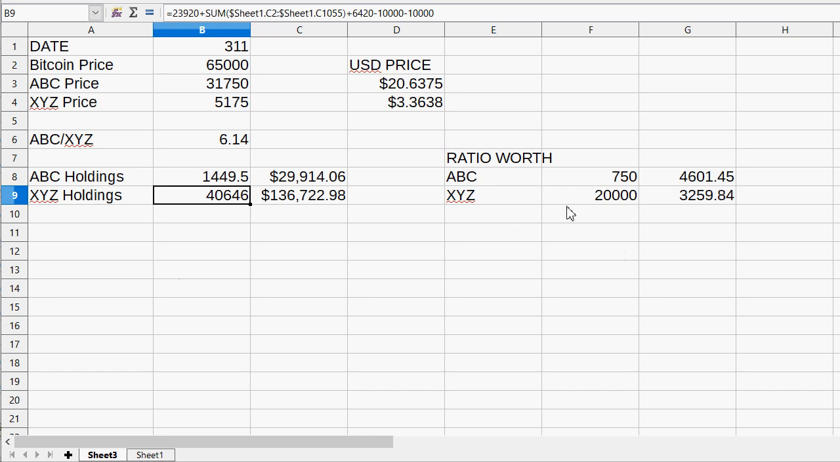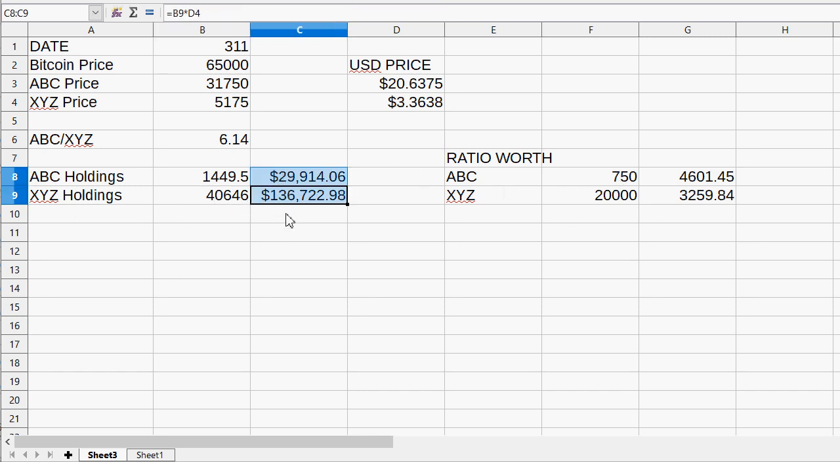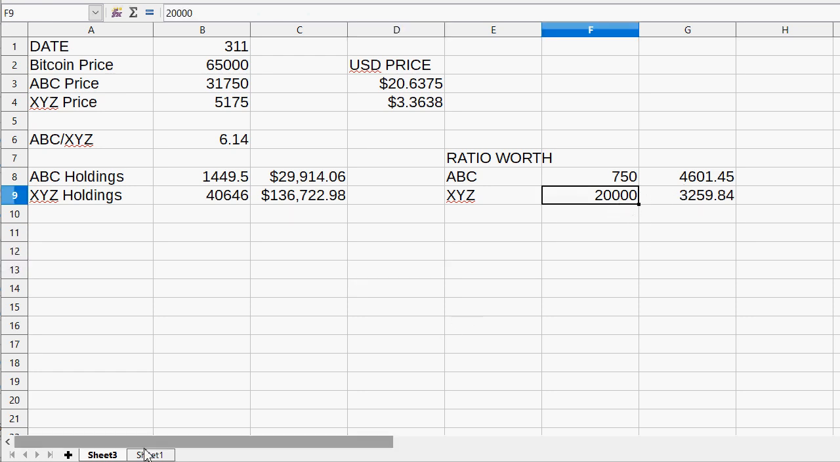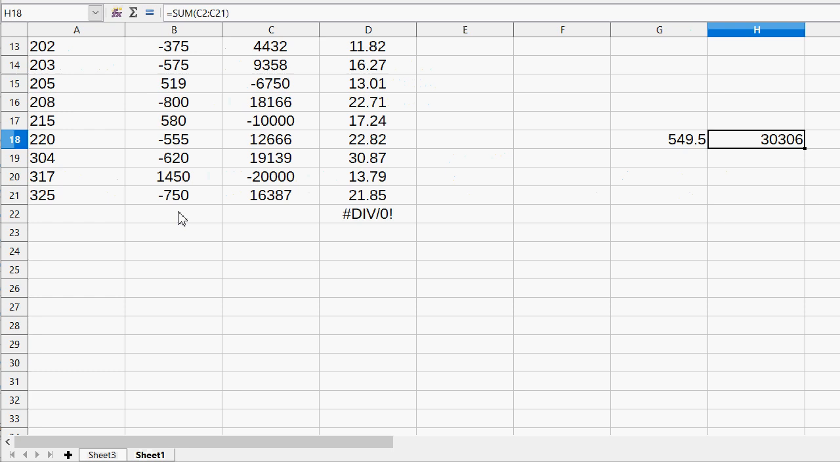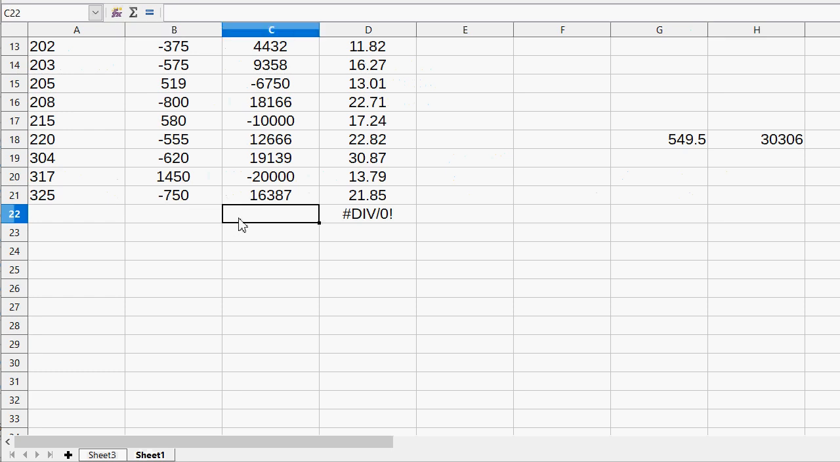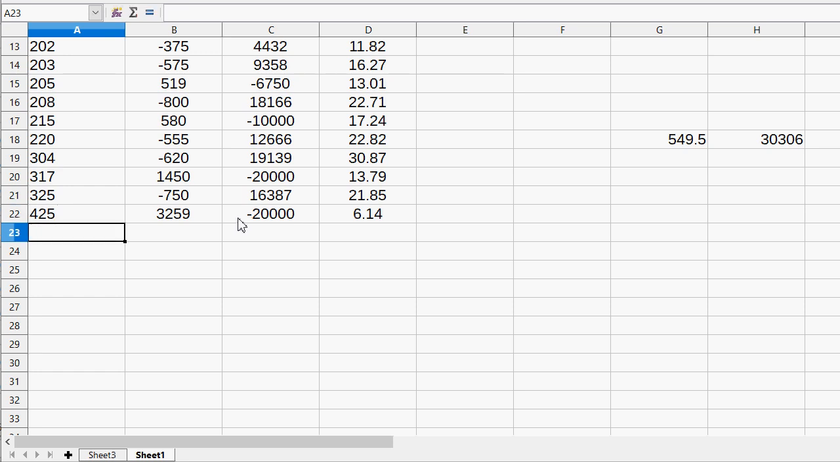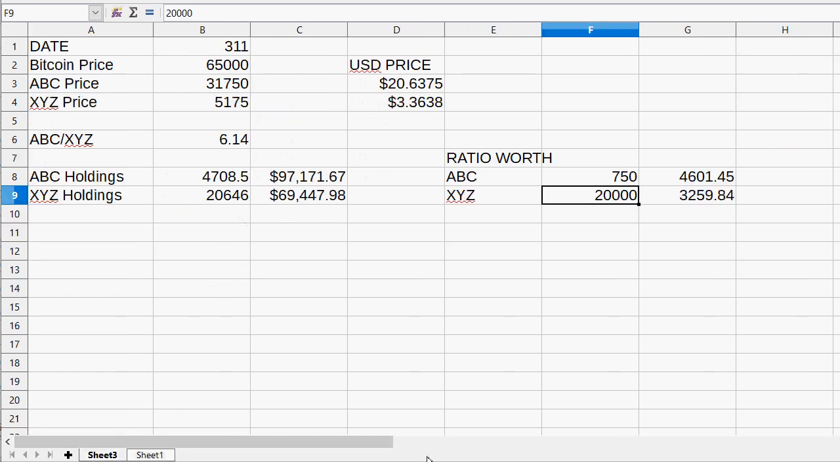So yeah, I'm going to take maybe 20,000 again. I'm going to take half of what I got. I can see the big ratio is 136 to 30. But I'm going to take 20,000 and buy 32.59. And now you'd have this one worth 97 and 69.